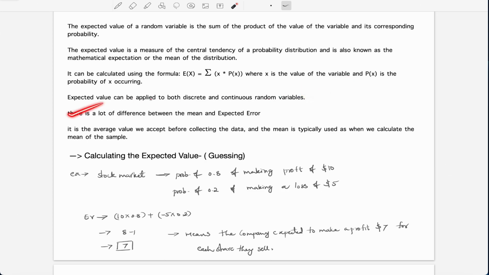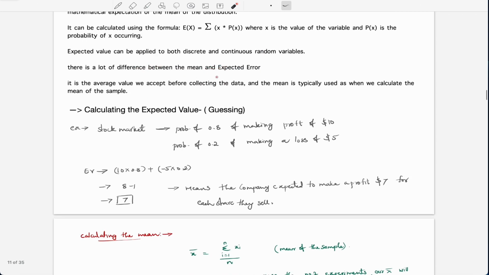There is a lot of difference between the mean and the expected value. They might look similar, but they are not. There is a lot of difference between the expected value, expected error, and the mean. The expected value is the average value we expect before collecting the data.